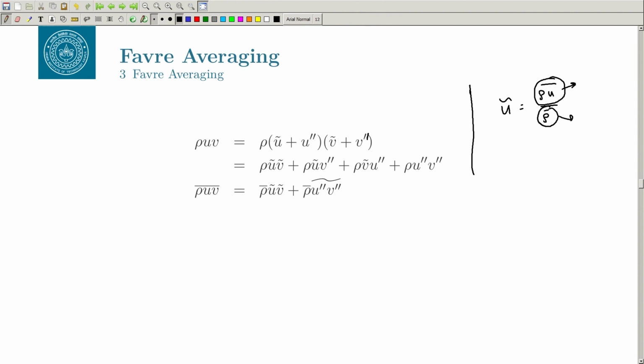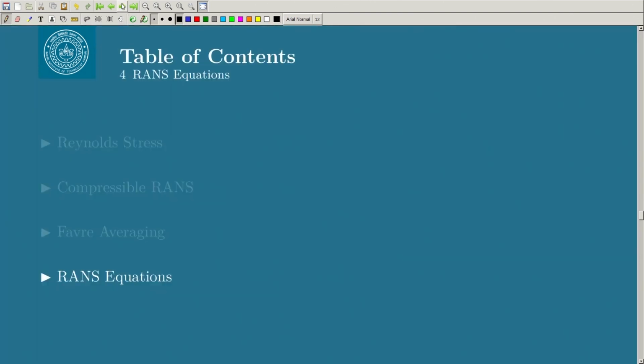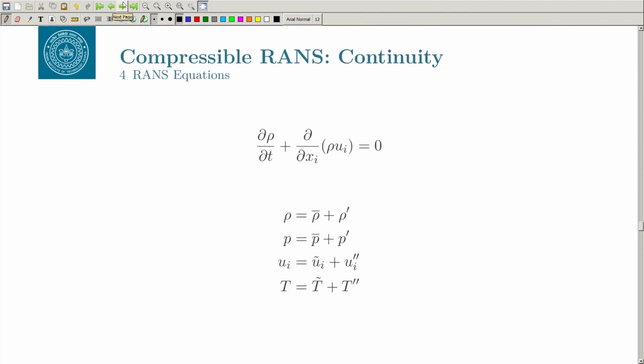And then when we use this we ultimately get two terms, after taking the time mean of this entire thing, because rho v prime v double prime goes to 0, u double prime goes to 0, and only these two terms are remaining. So, now let us use these equations and try to derive the governing equations for the compressible flow. Let us start with the continuity equation, or the mass conservation equation.